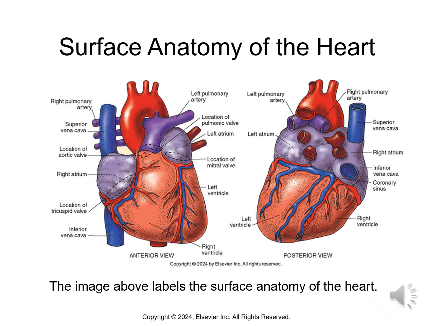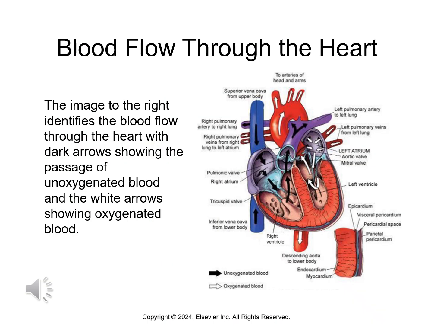Going back to the idea of assessing the anatomy and physiology, this is the surface anatomy of the heart. More important for our lesson this week is the blood flow through the heart. So the image on the right identifies the blood flow through the heart with dark arrows showing the passage of unoxygenated blood, with the white arrows showing oxygenated blood.